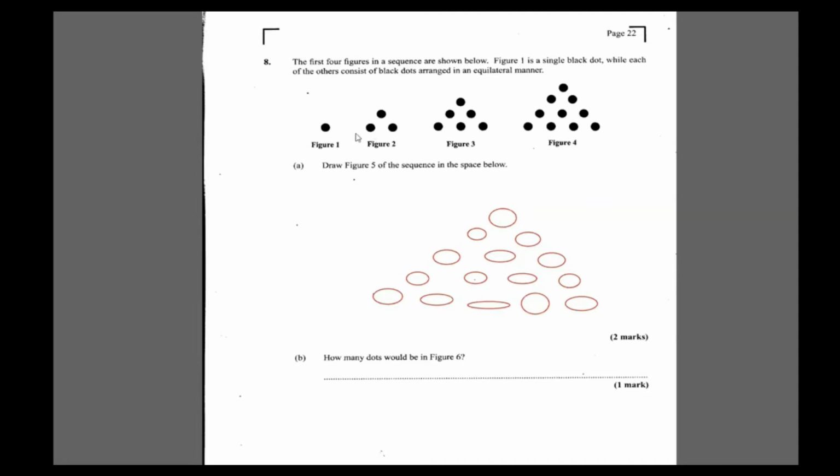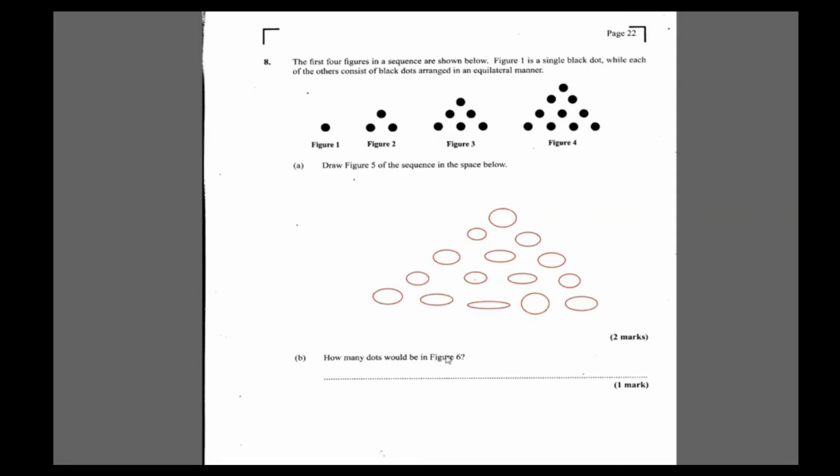All right, so look, figure 1 has 1. Then you add 2 to figure 1 to get figure 2. Then you add 3 to figure 2 to get figure 3. Then you add 4 to figure 3 to get figure 4. And then you add 5 to figure 4 to get figure 5. All right? And so this is figure 5.